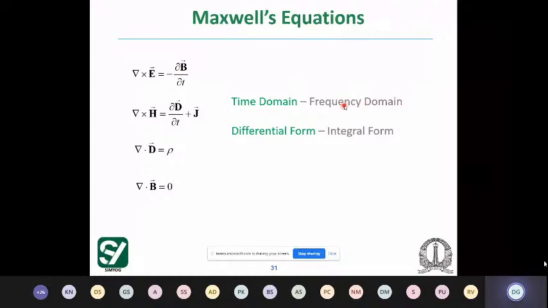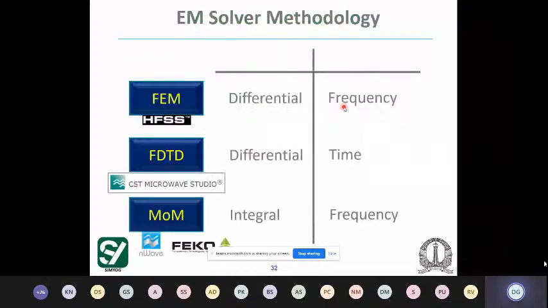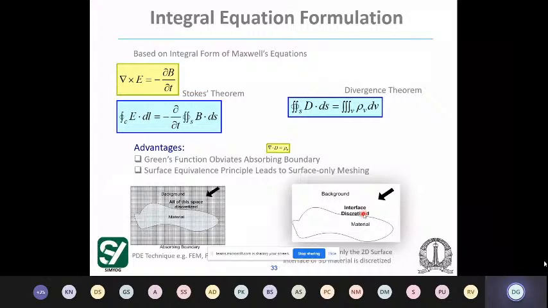So the idea is that whatever form of Maxwell's equations you use, you should get the right answer, and the right answer is the one that is measured, right? Only that you're doing it earlier than actually having a prototype to measure. So this gives you an idea of the EM solver methodology, as we talked a little bit about. FEM is using differential and frequency domain, FDTD using differential and time, MoM using integral and frequency. There are advantages and disadvantages to all these methods. Some methods are applicable better here, some methods elsewhere, right?